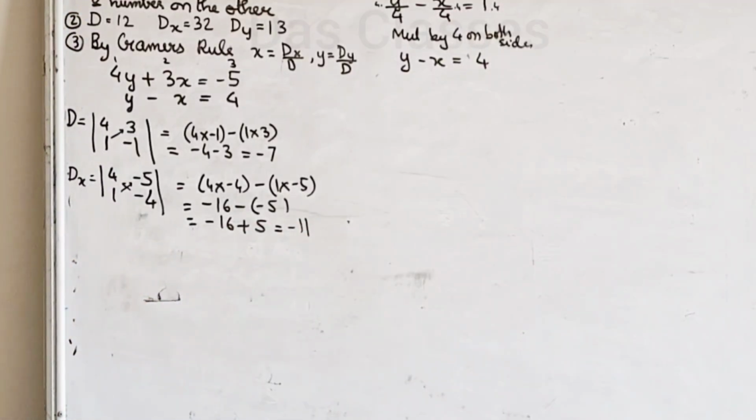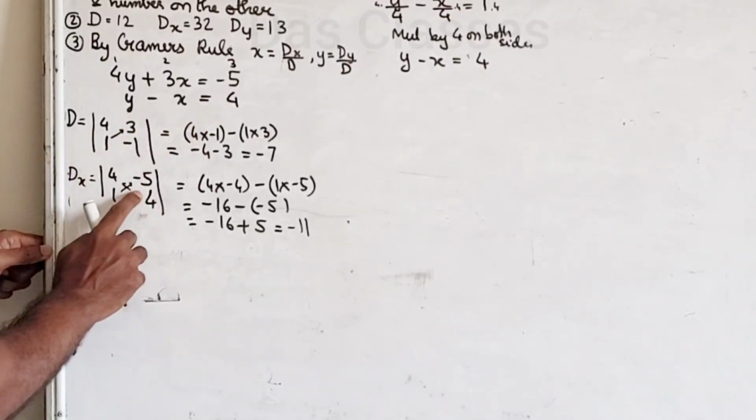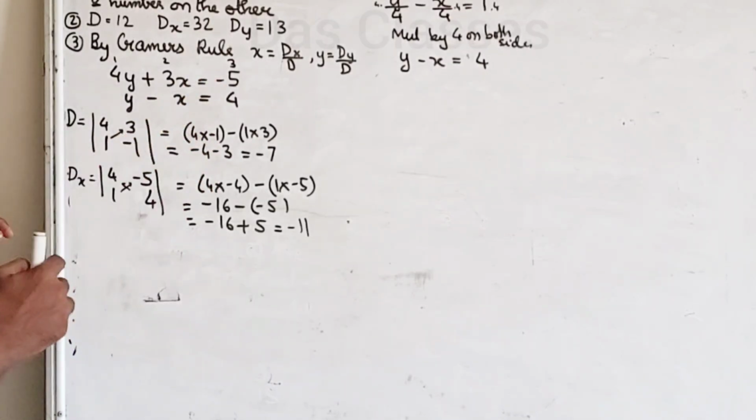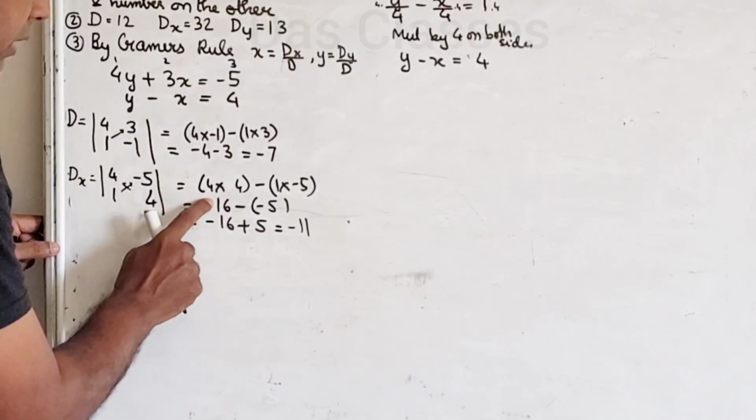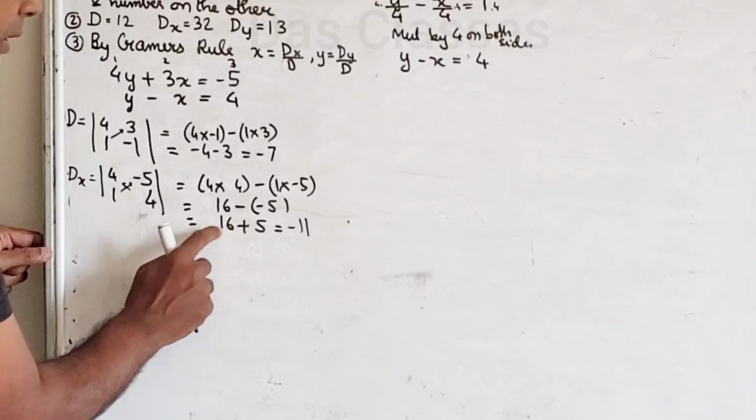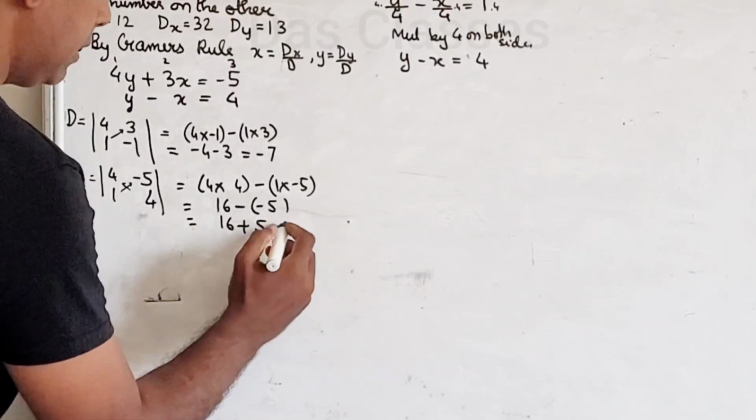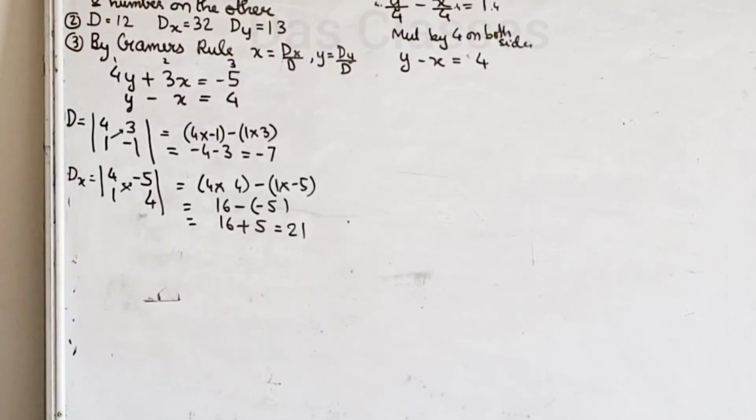Did we do this correctly? 4, 1. Oh, there's a plus sign over there. Minus 5, 4. By mistake, I wrote it as minus. So it is a 4 over there. So it's minus 4, 16. So 16 plus 5, that will come to 21.